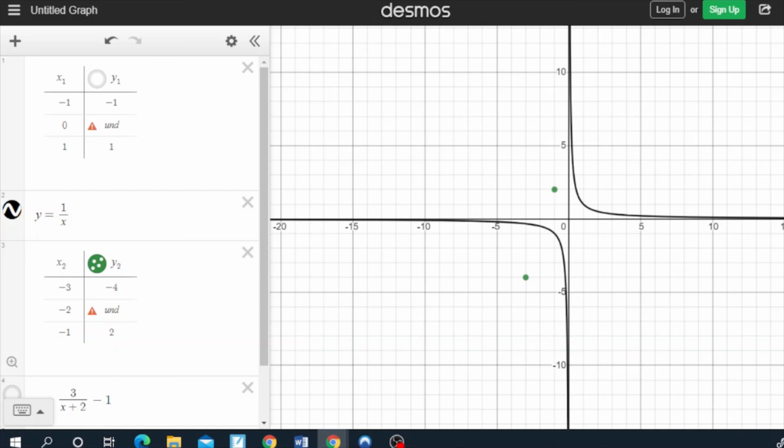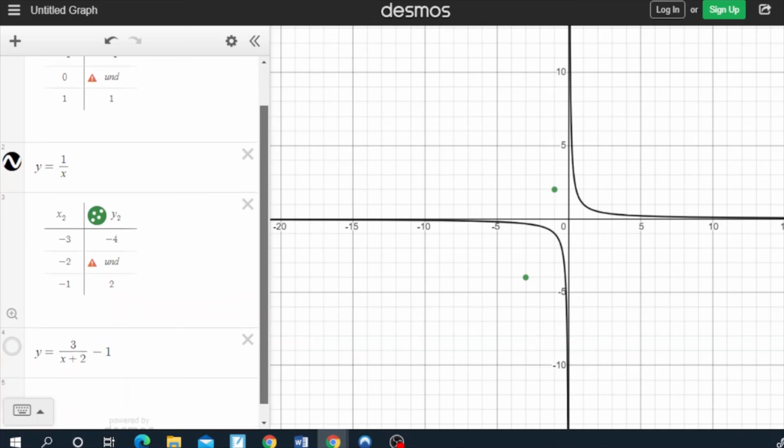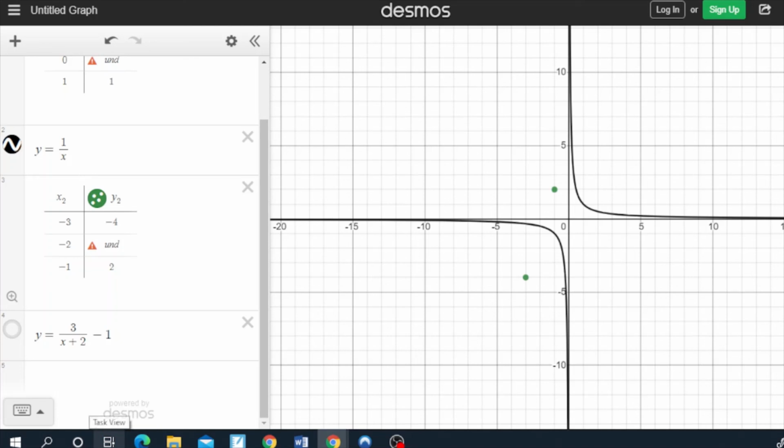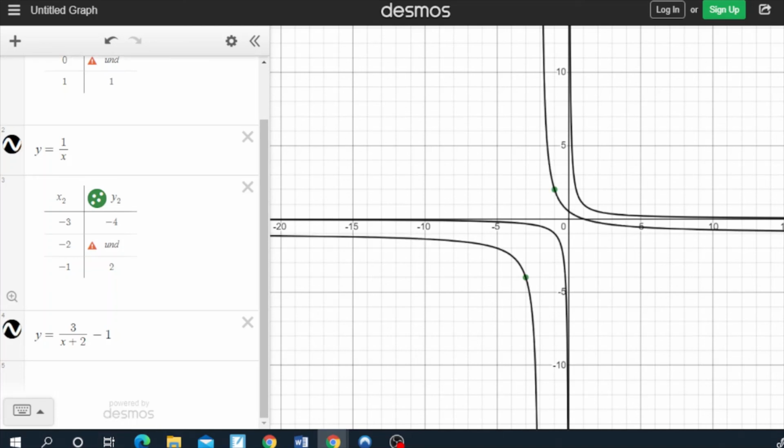And if I turn on the actual equation of that transformed graph, you can see that it does go through those points. Let me turn off the other one. You can see that it does go through those points and that the asymptotes have been shifted.